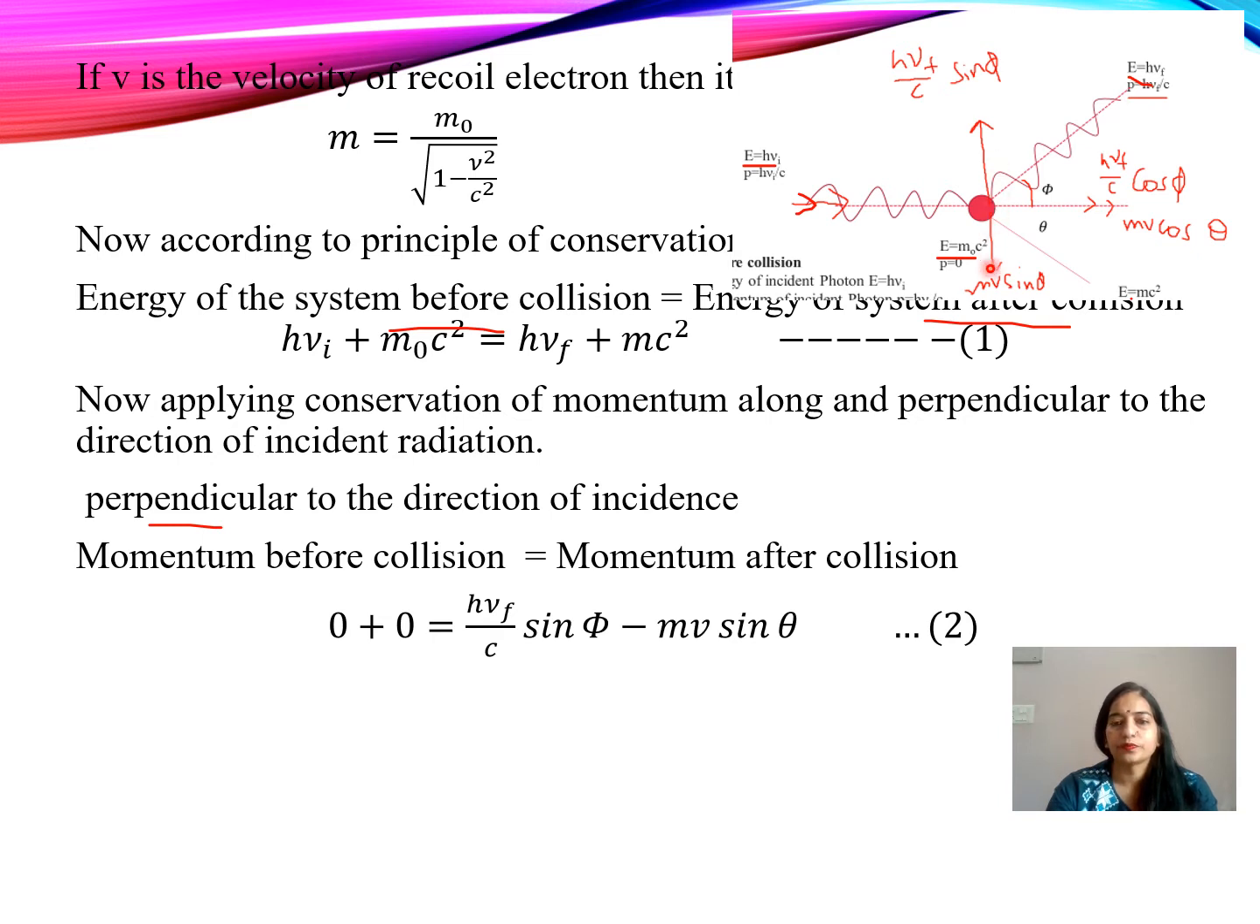These two, for photon and for electron, both are in opposite directions. So we take an opposite sign: h nu final upon c sin phi minus mv sin theta, equation 2.